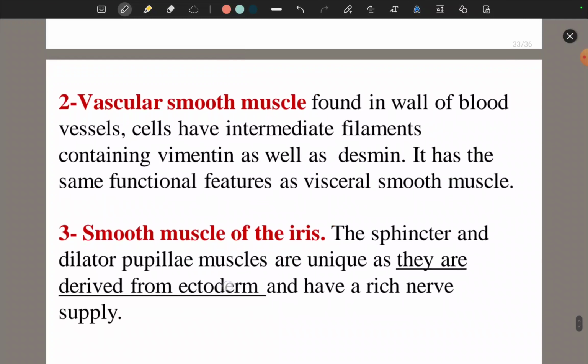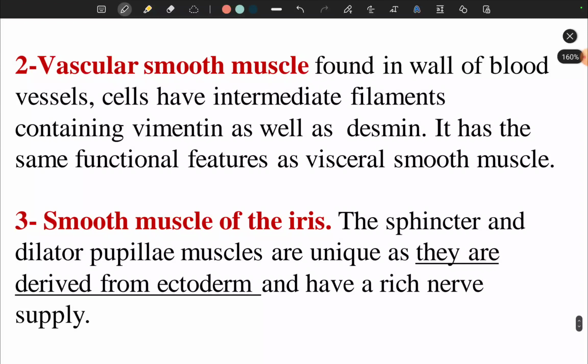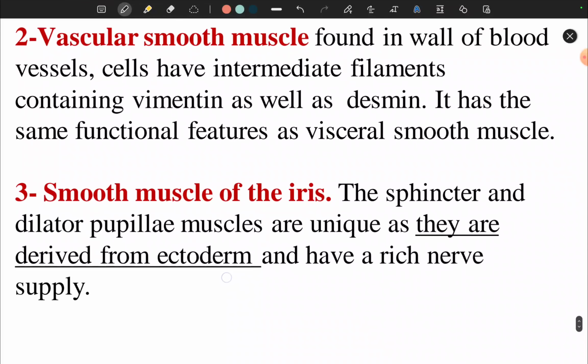The second type is vascular. From its name, it means the smooth muscle which is found in the wall of the blood vessels. They have intermediate filaments containing vimentin and desmin. These are two types of contractile filaments, in addition to actin and myosin. It has the same functional features as visceral smooth muscle.